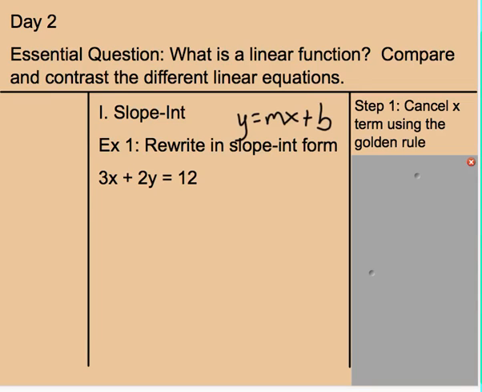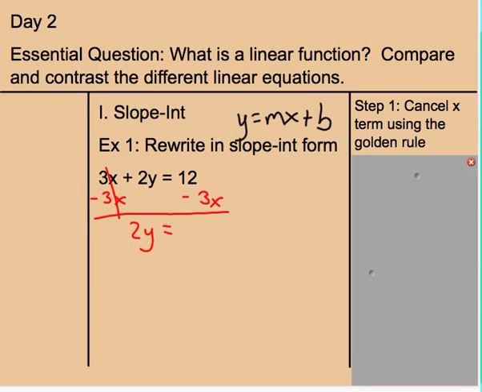So when we've got it in standard form, we want to cancel the x term. Remember, using the golden rule. Whatever you do to one side of an equation, you do to the other. So to cancel my 3x term, I'm going to subtract it from both sides. Now over on the left-hand side, it cancels, leaving me with 2y.